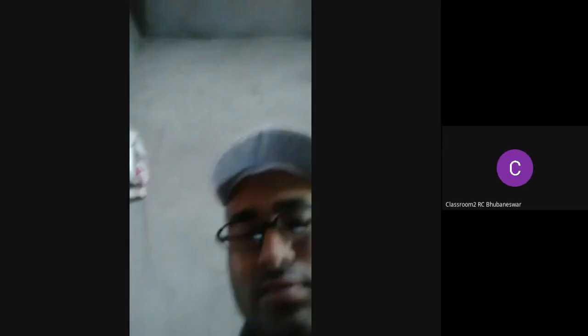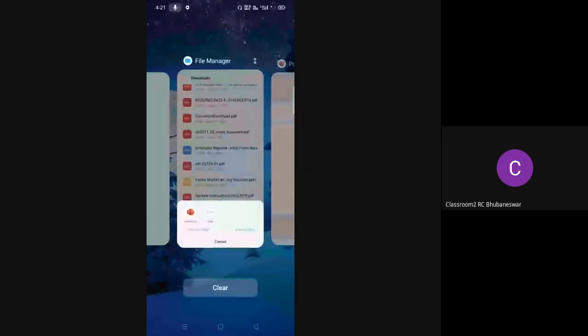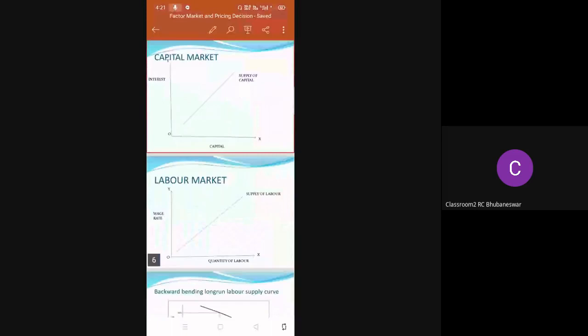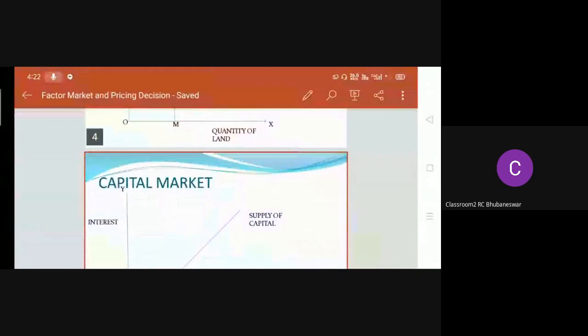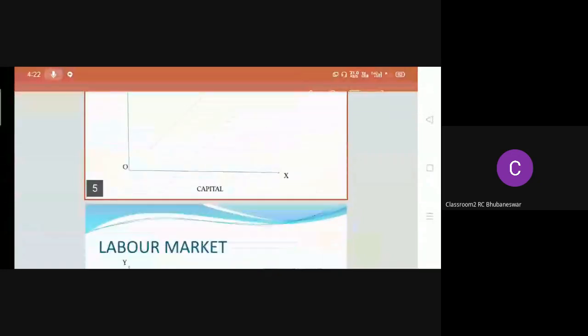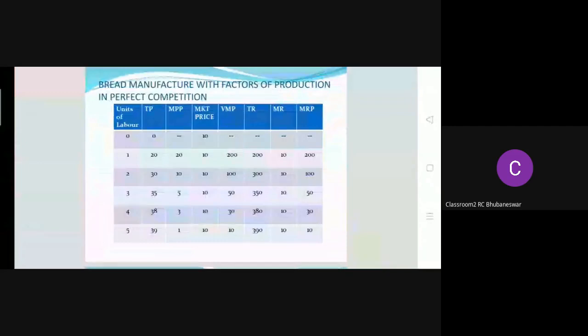I'll show you through PPT here. Perfect competition is there. Already we have discussed perfect competition, and here in perfect competition, average revenue, marginal revenue, and price are equal. Look at this. This is bread manufacture with factors of production in perfect competition. Bread is manufactured with the help of land, labor, and capital. The entrepreneur uses the three factors and makes production here.